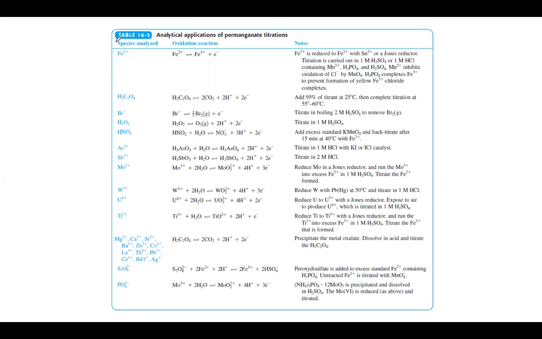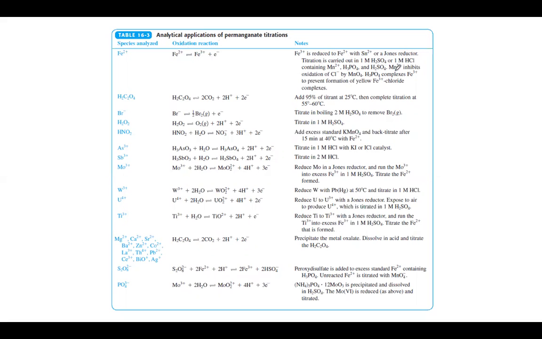So we have here iron 2 plus. So that gives us the iron 2 plus is the oxidation reaction. So we oxidize iron 2 plus to iron 3 plus plus an electron. So here iron 3 plus is reduced to iron 2 plus with tin 2 plus or a Jones reductor.